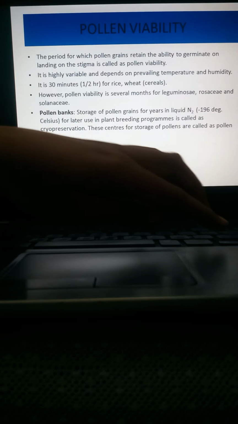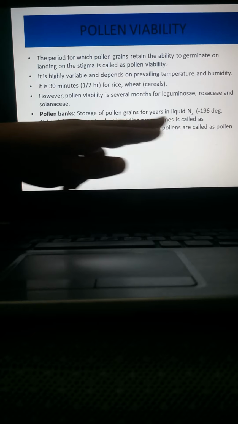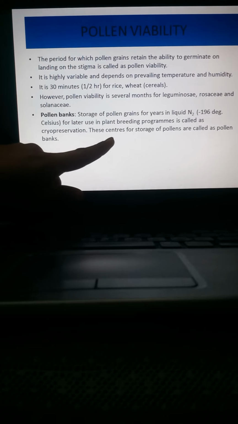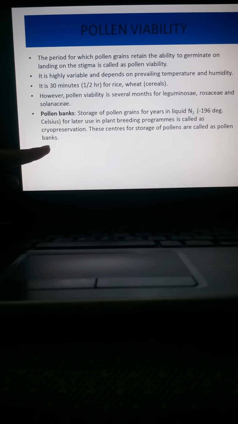Pollen banks. Pollen grains can be stored in liquid nitrogen. That is, they can be stored at freezing temperatures, minus 196 degrees centigrade, and those pollen grains can be stored for years and later used in plant breeding programs. This process is called cryopreservation. Cryo means it has been preserved at a very low temperature. So these cryopreserved pollen grains are later used in plant breeding programs, and those centers which store pollen in this way are called pollen banks.